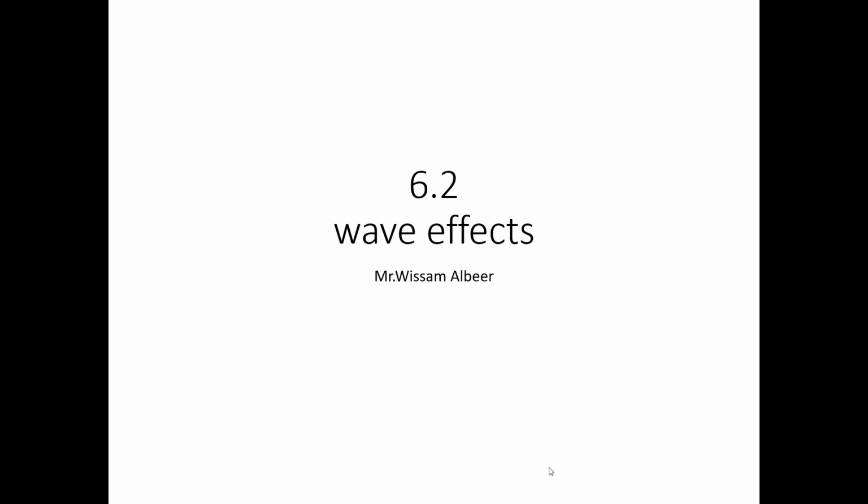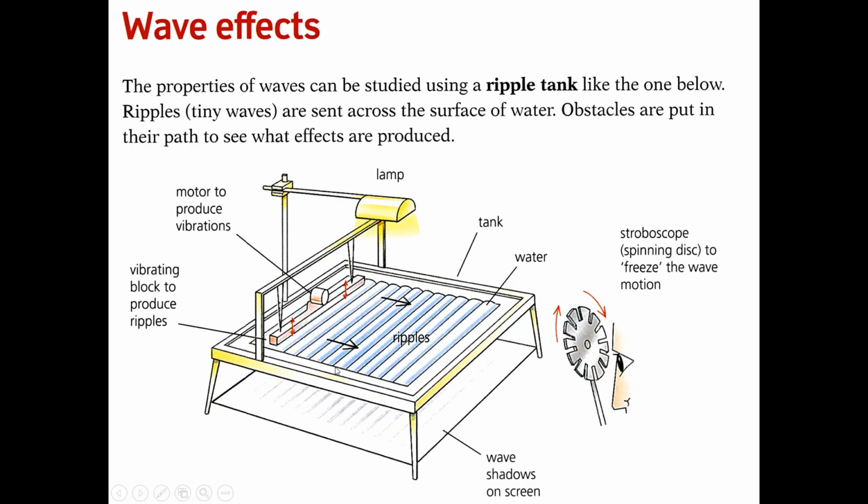Hello everyone, this is Physics 6.2 Wave Effects. In 6.1 we talked about waves and we explained the two types of waves, the transverse and longitudinal waves. So here in 6.2 we will see how the waves behave. What are the things that affect the waves and how will these waves behave?